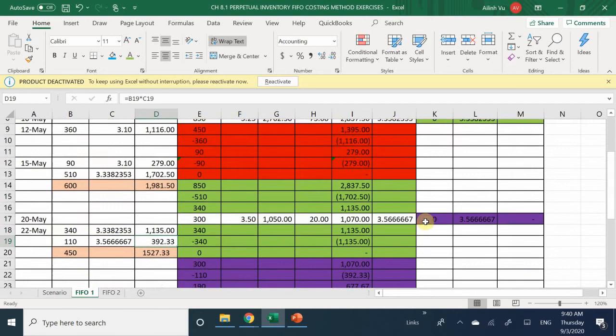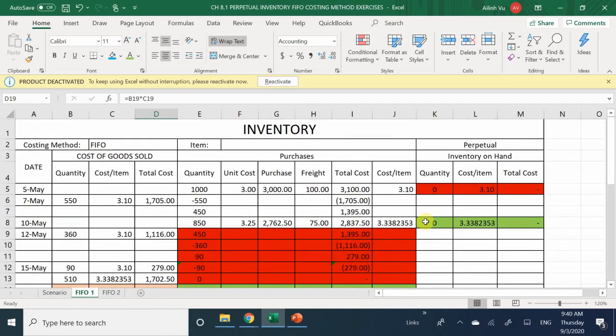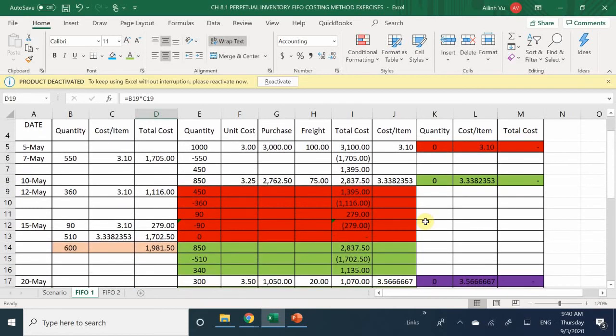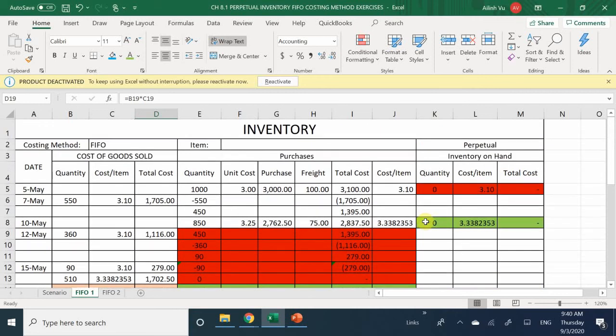And this inventory is exactly why it's so difficult to do this online. Lynn, can I make a small suggestion? Now here we have three columns: one for cost of goods sold, one for purchases, and one for inventory in hand.